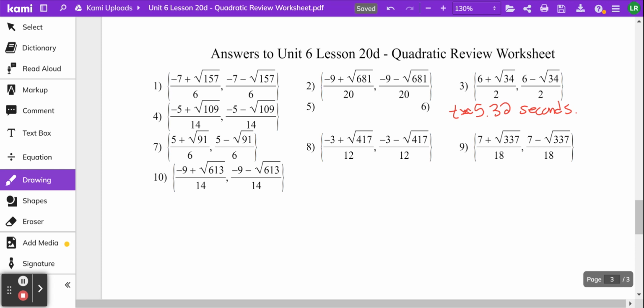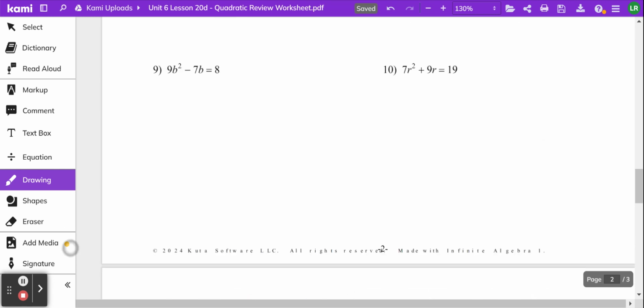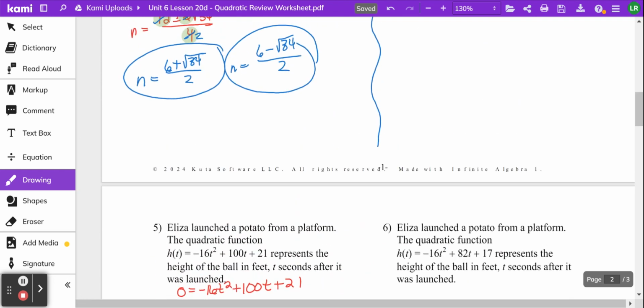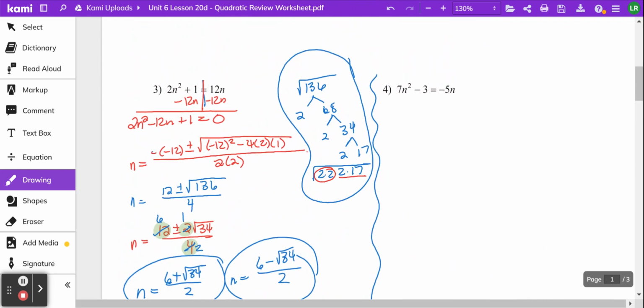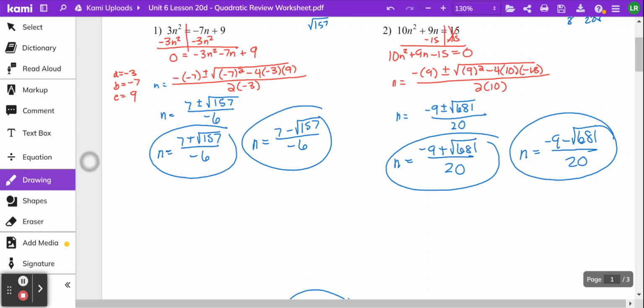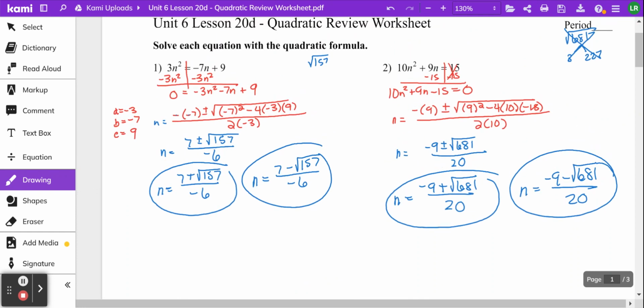And let's go ahead and finish the worksheet. Remember, I expect to see the work just like I've shown you here on these problems. You can go back and refer to these different problems as your guide. Okay, but your work should look exactly like my work.